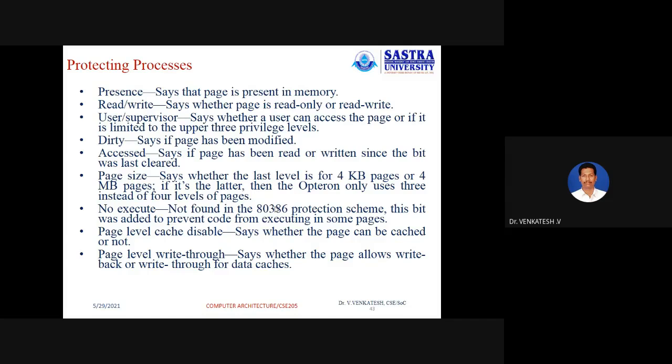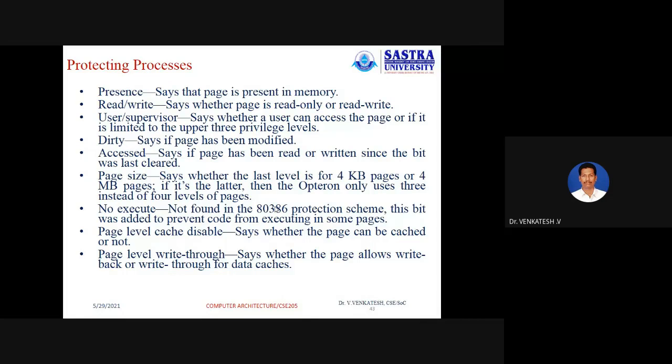So how are we going to protect that process? For example, we have something called presence. Presence says whether a page is present in memory or not. It will say whether A is present, B is present, or D is present. For example, 1 means that page is present. If it is 0, the page is not present, so in that case it has to look in virtual memory.